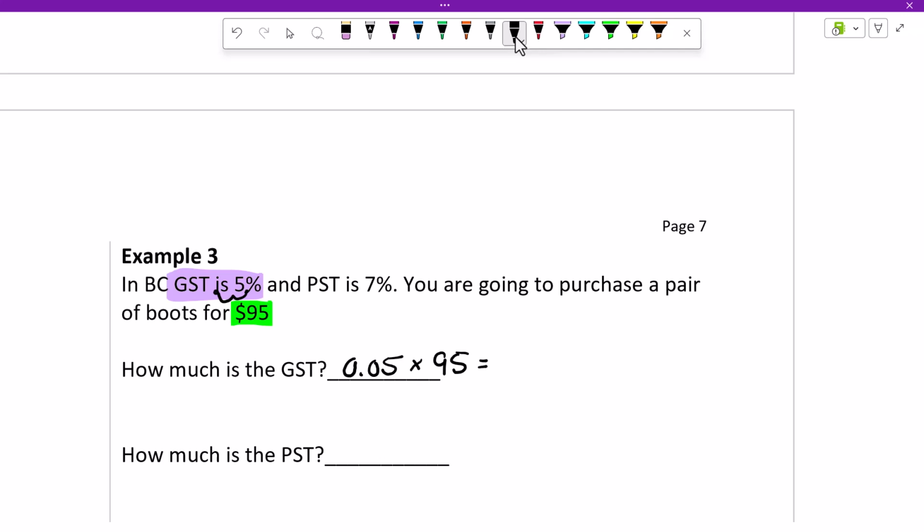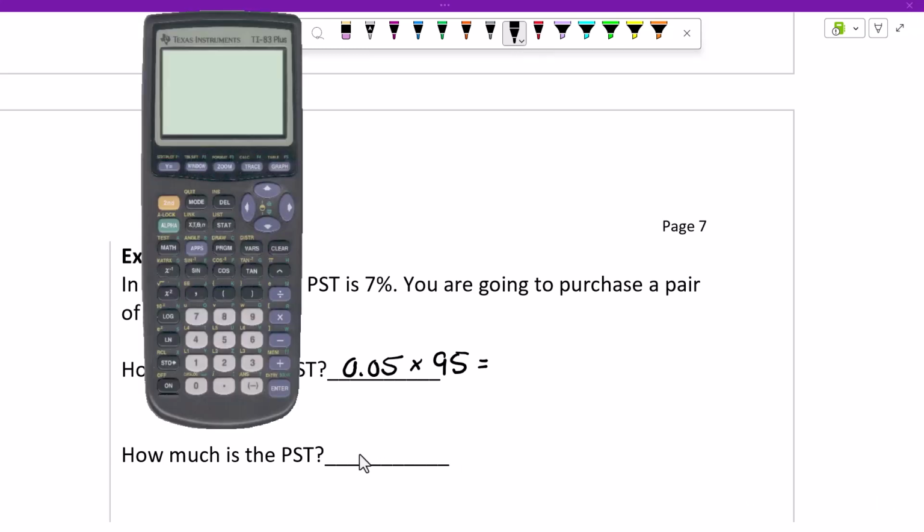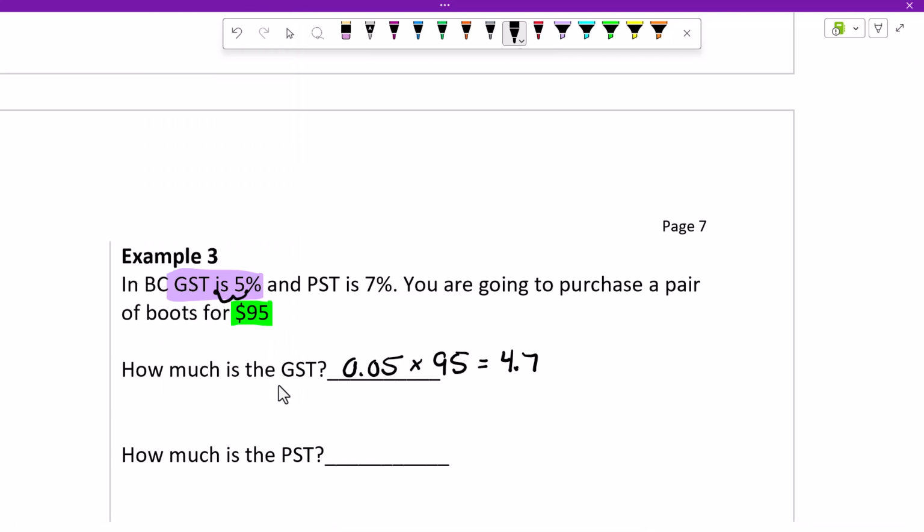And we do that calculation. So we grab our calculators. We are in February, almost March. I found my calculator. Excellent. I just had to put batteries in it. So, what did you come up with, Gage? 4.75. So 0.05 times 95 is 4.75. With money, we want 2 decimal places for dollars and cents. 4.75.